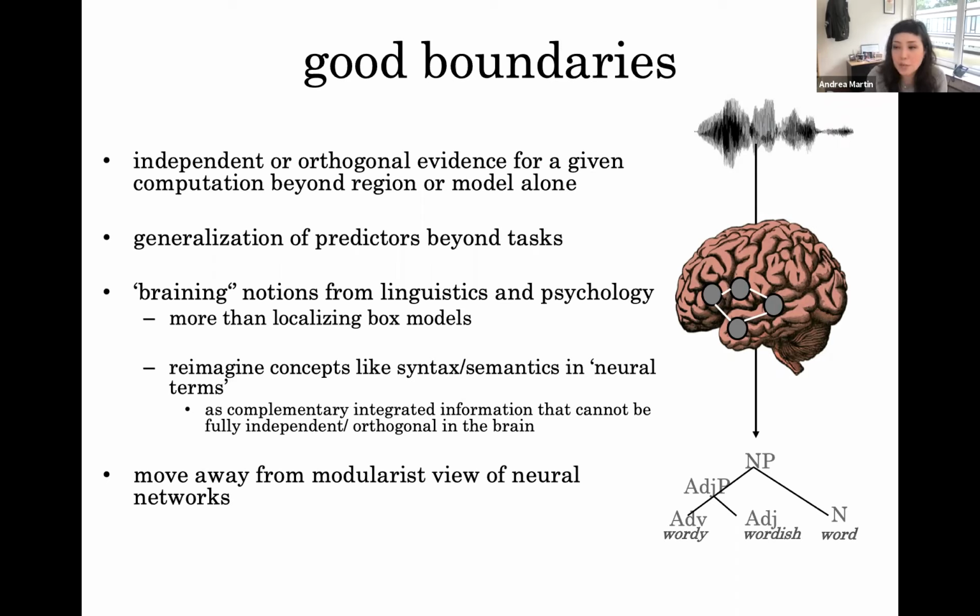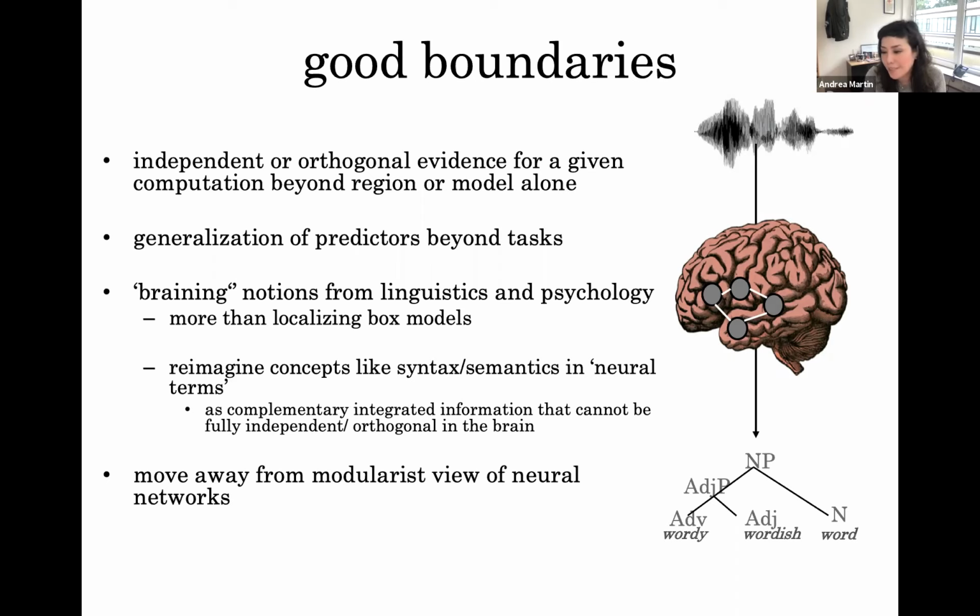We want to be able to generalize our predictors of brain activity, especially, but also behavior beyond particular tasks and experimental paradigms. And again, this pushes us more, I think, to try to brain notions from linguistics and psychology more than just localizing box models. And that, I think, pushes us to really reimagine concepts like syntax and semantics in neural terms. And so I think as complementary integrated information that, although we can describe it formally in formally separable systems, they may not be fully independent or orthogonal to the brain.